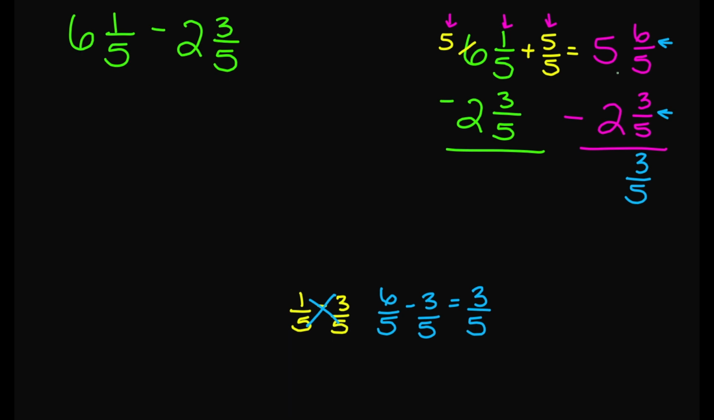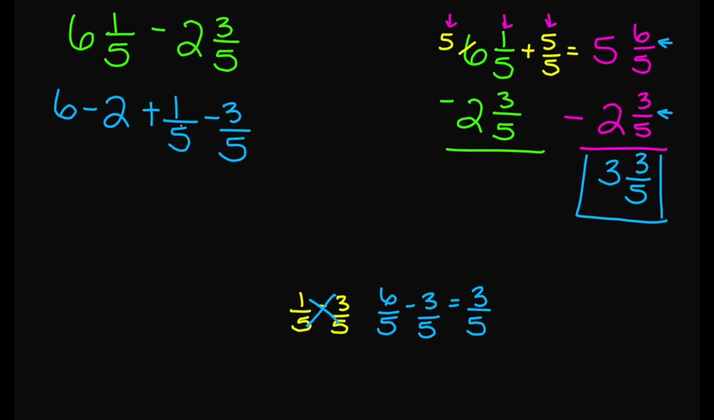And then when you subtract your whole numbers, 5 minus 2, this is going to equal 3. So your answer here is 3 and 3/5. So let's say you wanted to expand your mixed numbers and your fractions here. By looking at this, remember we do need to borrow because I cannot subtract 3/5 from 1/5.